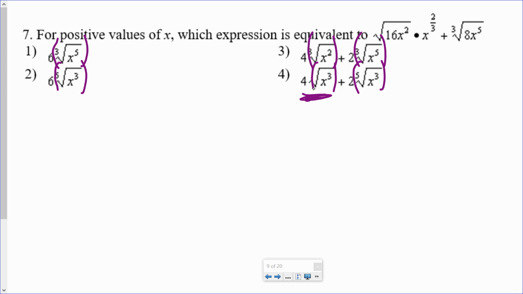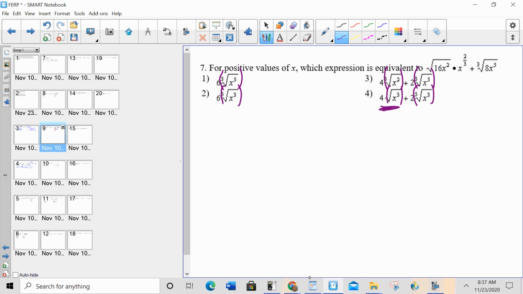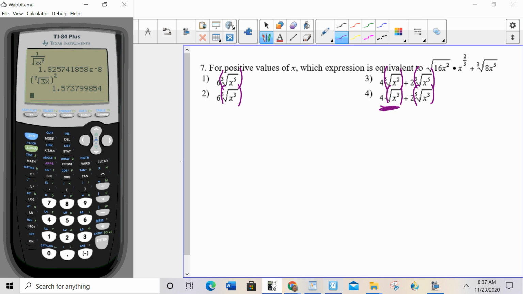Okay, now that you tried number 7 on your own, I'm going to go over it with you. I'm going to start by typing in the original problem. Regular radical, I hit second radical, 16x squared times x to the power, alpha y equals enter, 2/3.